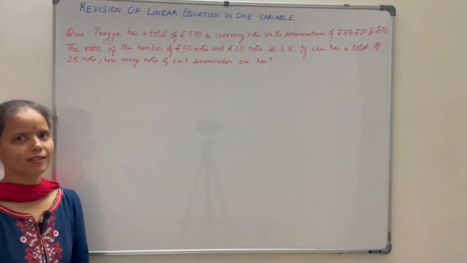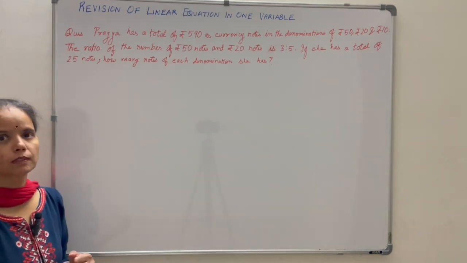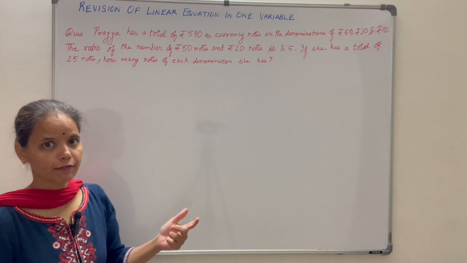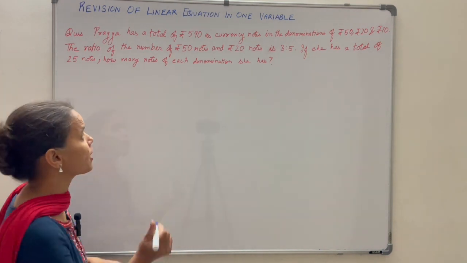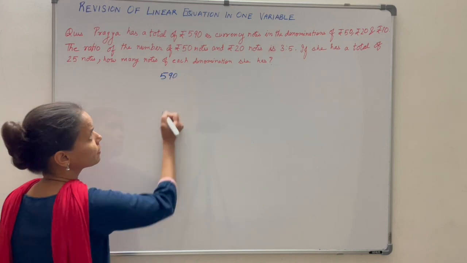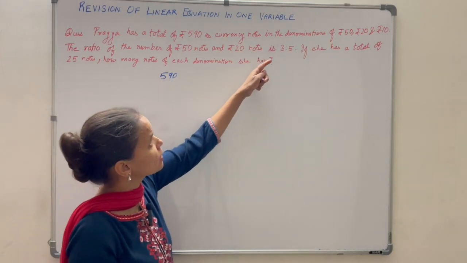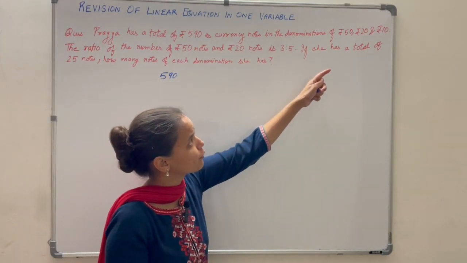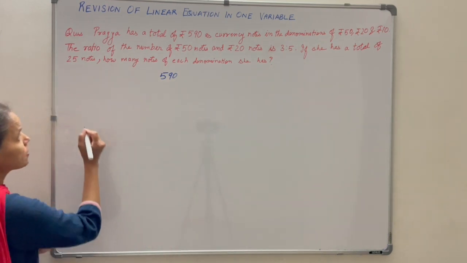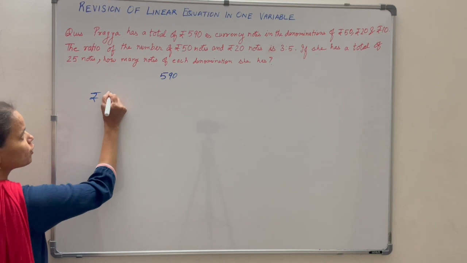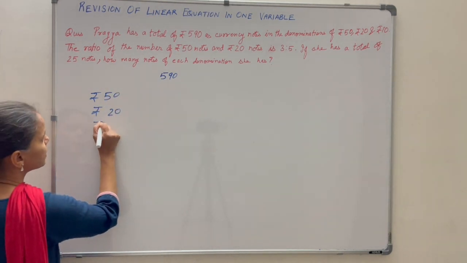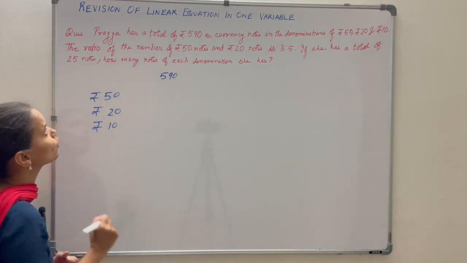So let us now understand how to solve this problem. The question is, Pragya has a total of rupees 590. She has a total of 590 rupees as currency notes in the denominations of rupees 50, 20 and 10. So what notes does she have? Rupees 50 notes, rupees 20 notes, and rupees 10 notes.